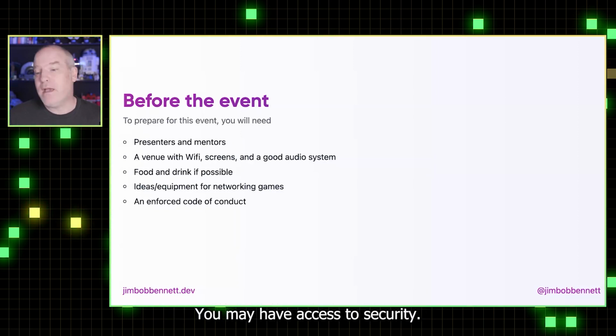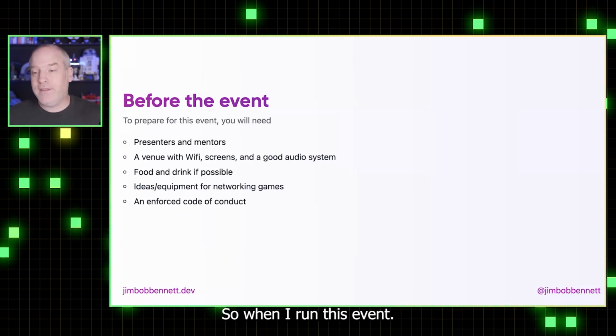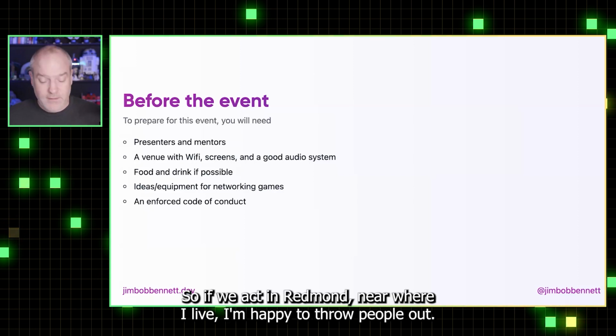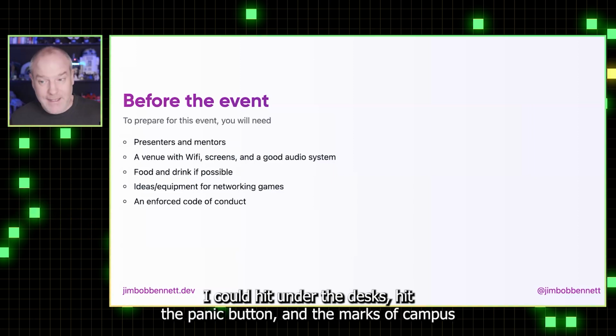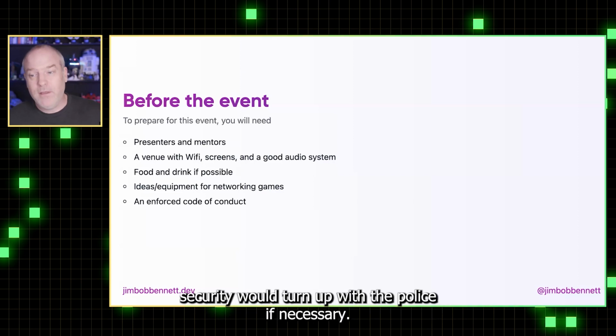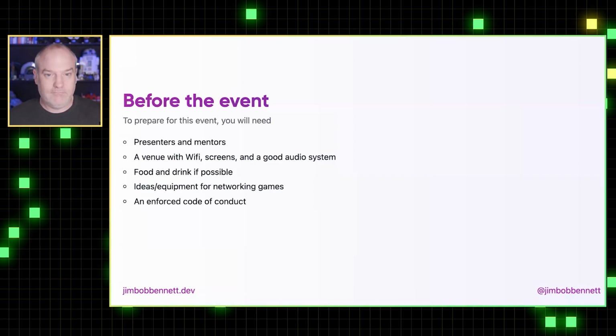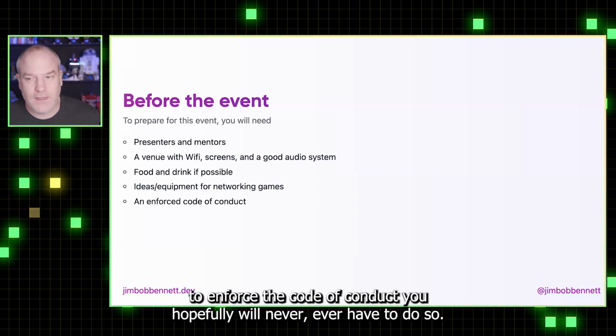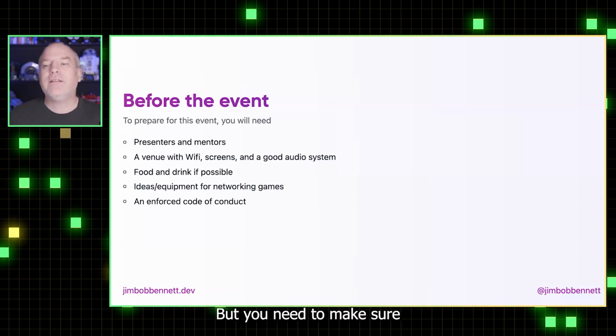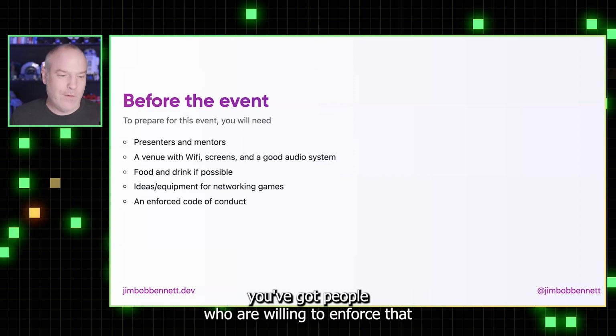Depending on your building, you may have access to security. So when I've run this event at the Microsoft Reactor in Redmond, near where I live, I'm happy to throw people out. But if I physically can't, there was always a panic button I could hit under the desks, and the Microsoft Campus Security would turn up with the police if necessary. So make sure you have people who are willing and able to enforce a code of conduct. You hopefully will never, ever have to do so, but you need to make sure you've got people who are willing to enforce that.